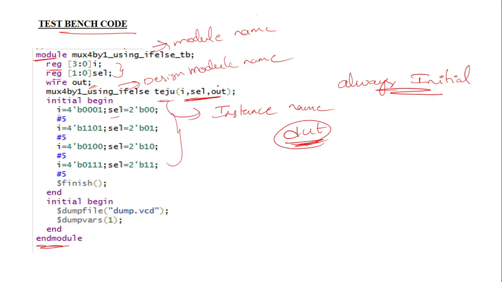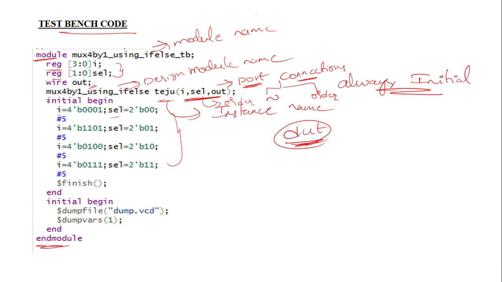So it is by port connection. A port can be connected in two ways: one is by name and another is by order. Here I connect by order. If you want the port connection explanation, you can go to the other video, the previous video where I gave a detailed explanation about port connections. So here I use order.